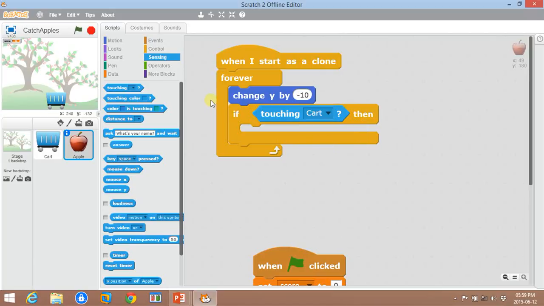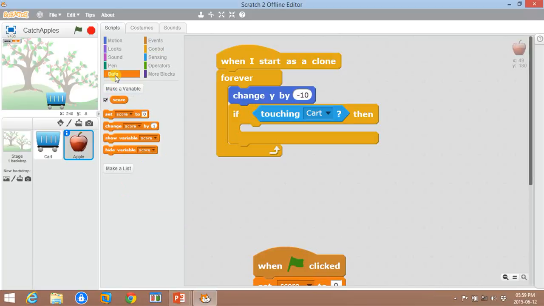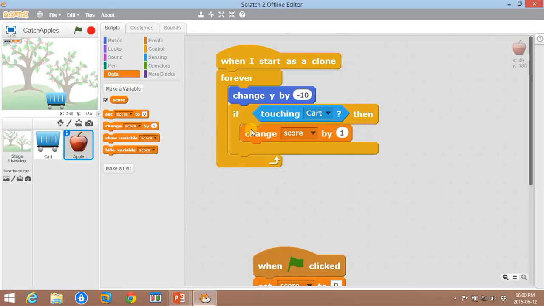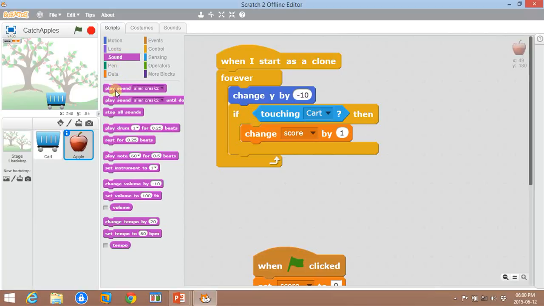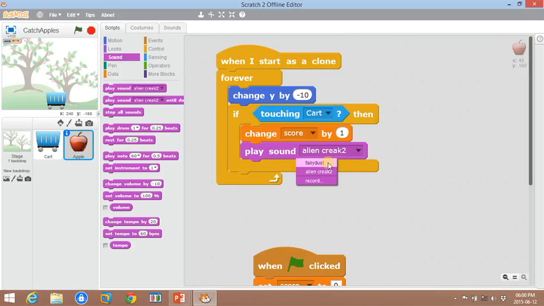All right, so what happens if we touch the cart? Okay, we've obviously scored a point, so we go to our data and we go change score by one. Well done. Okay, and then to make it interesting, we're also going to play a sound. All right, so we're going to say play sound, drag that block in, and we're going to choose the fairy dust noise, okay? Not the standard alien one. Okay, and then what do we need to do once it's in the apple cart?